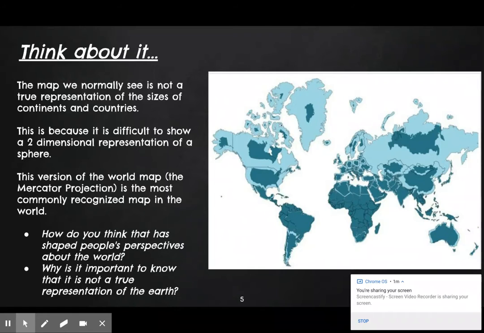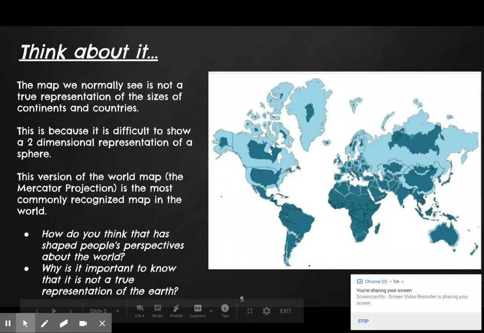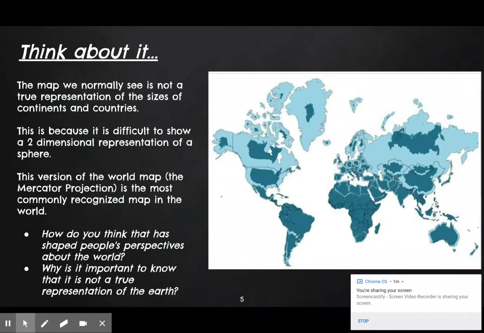So I don't know if you notice while you're looking at this map, you see the continents, but then you don't see the continent of Antarctica here at the bottom. And that's because it's at the bottom, but we're not looking at a sphere. So this version of the world map is the most commonly recognized map in the world. It is the Mercator projection map.